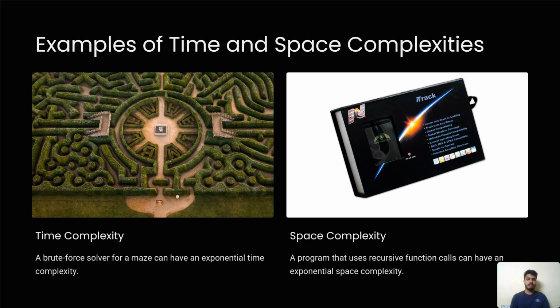Let us now understand time and space complexities with examples. Examples of time and space complexities are as follows. Time complexity. A brute force solver for a maze can have an exponential time complexity. Space complexity. A program that uses recursive function calls can have exponential space complexity.